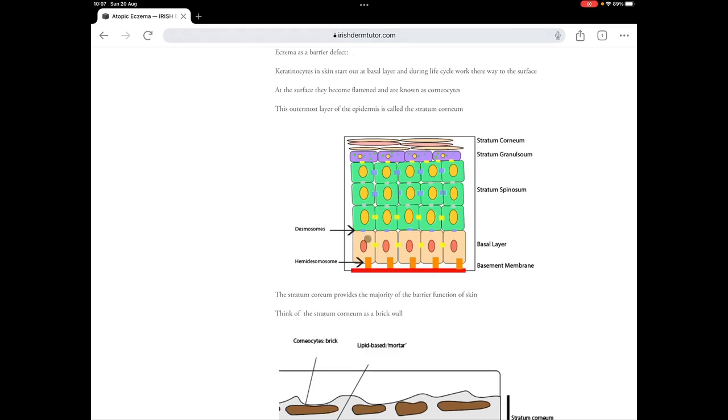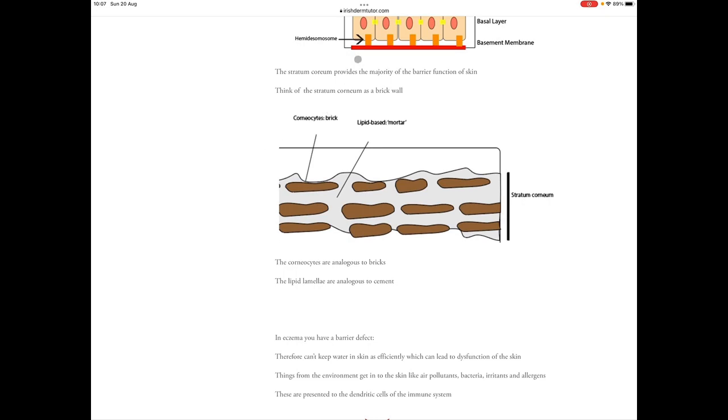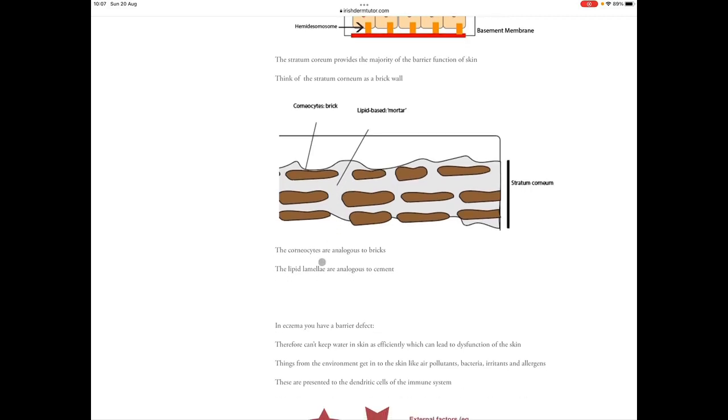Keratinocytes in the skin start out in the basal layer, and during their life cycle they work their way up to the surface. At the surface, they become flattened and lose their nuclei and organelles, so they are essentially dead, and they are known as corneocytes. The outermost layer that is composed of corneocytes is called the stratum corneum. The stratum corneum provides the majority of the barrier function in the skin, and you can think of it as a brick wall. The bricks are the corneocytes, and the material between them, which is lipid-based, can be thought of as mortar or cement.